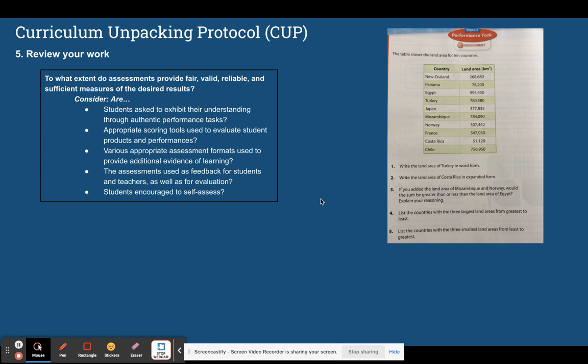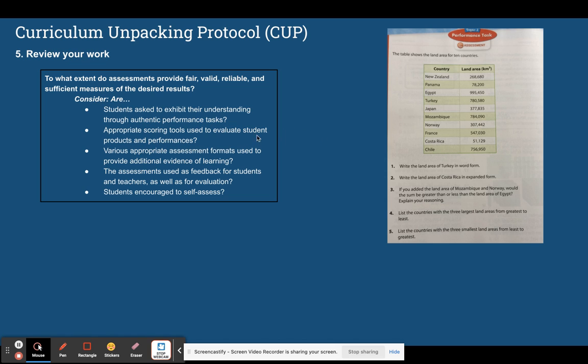Whew. All right. Now let's take a look and use the curriculum unpacking protocol, the final step, to review. To what extent do assessments provide fair, valid, reliable, and sufficient measures of the desired results? So, are students asked to exhibit their understanding through authentic performance tasks? Well, I guess this is a reasonable use of this kind of data. If students were given this table, I think it would be authentic to ask them these kind of questions. I definitely think that this number 3 really helps them because that seems like a reasonable kind of application of estimation skills.